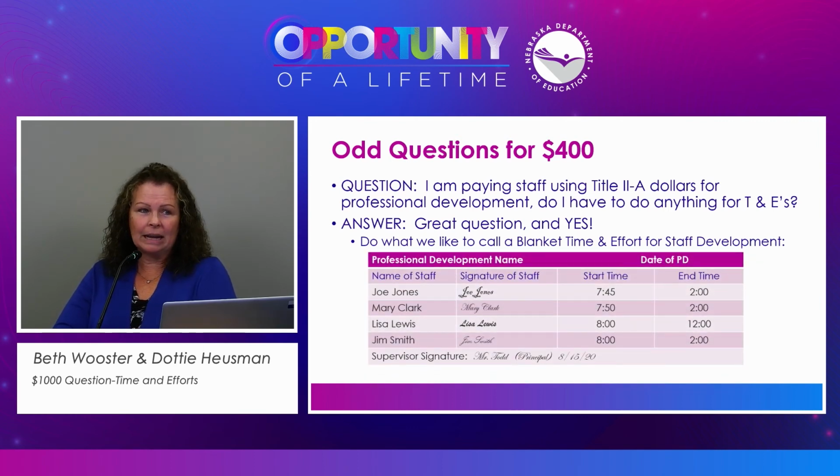So for an example, for a time and effort with a PD is you have staff attending a professional development that starts at 8 and ends at 2. This would be an example. You have the person's name. You need to have the name of what the professional development was. So on our sample, we have professional development name. So if it is for some special training, put the name of what that training was and the date that it happened at the top.